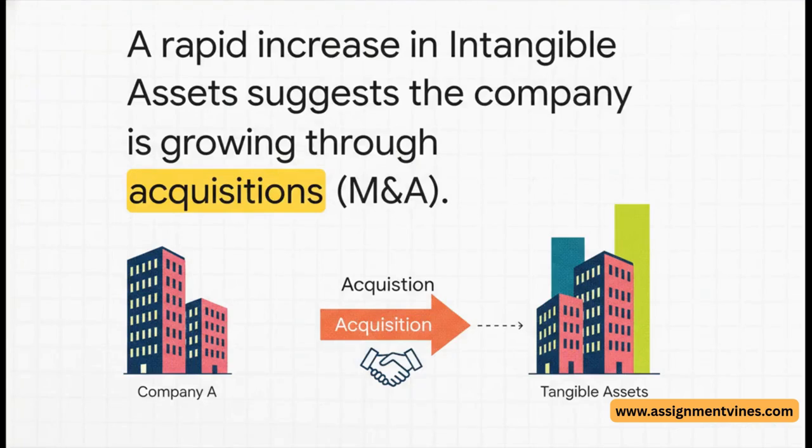All right, let's find story number 2. Look at the line for intangible assets. It went through the roof. So what does that mean? Well, intangibles can be a lot of things, but one of the biggest is something called goodwill. And goodwill pretty much only shows up on the books when a company buys another company. So when you see a massive spike like this, it's a huge clue that this company is growing by buying up other businesses. That's their strategy.